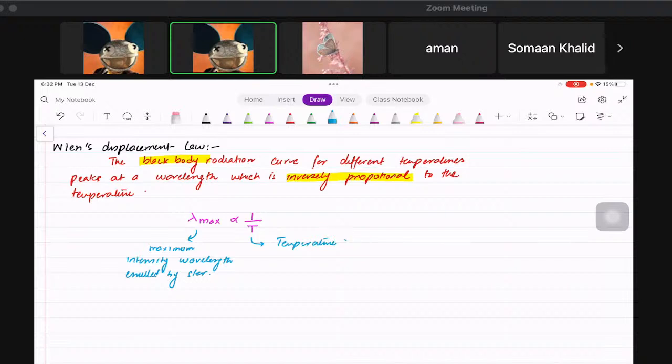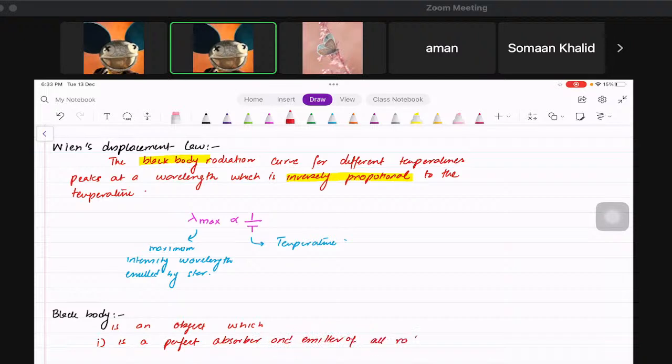Now please write the definition of black body. So a black body is an object which, number one, is a perfect absorber and emitter of all radiations. So basically it can absorb and emit all sorts of radiations, all right?